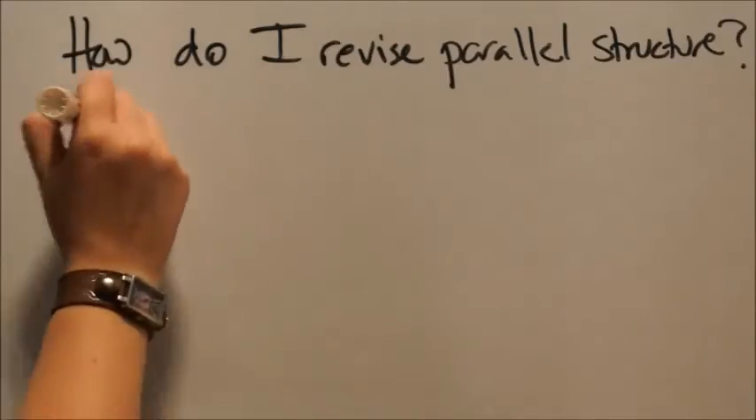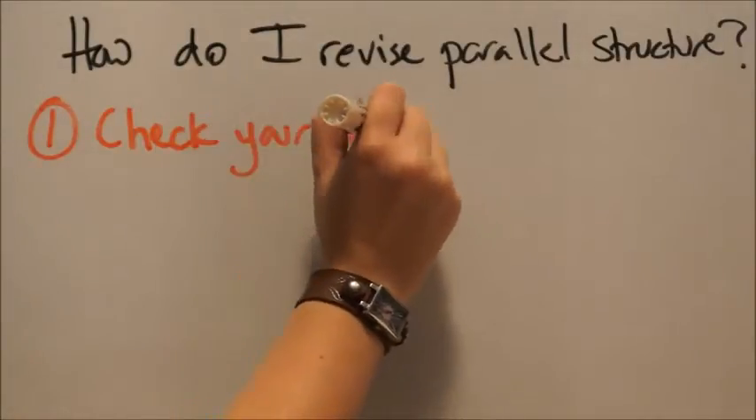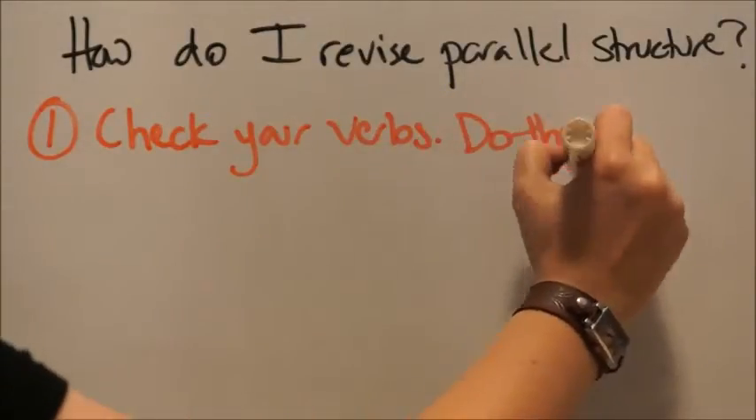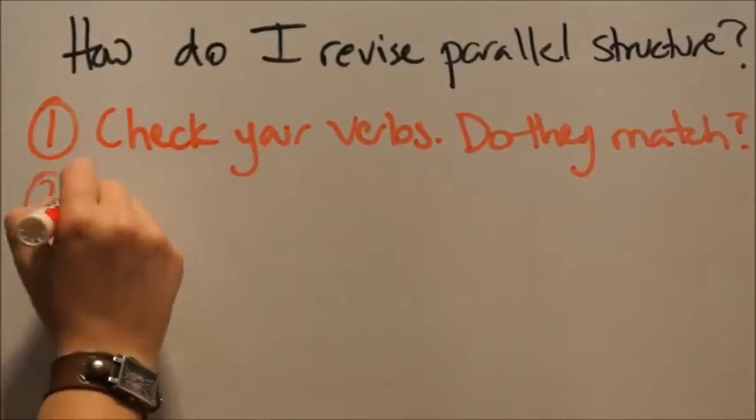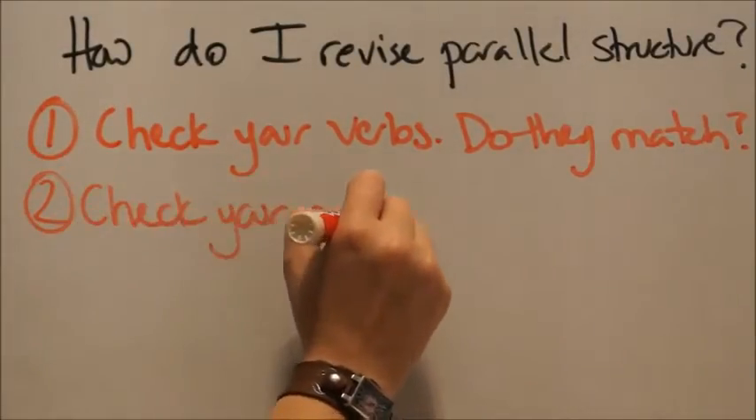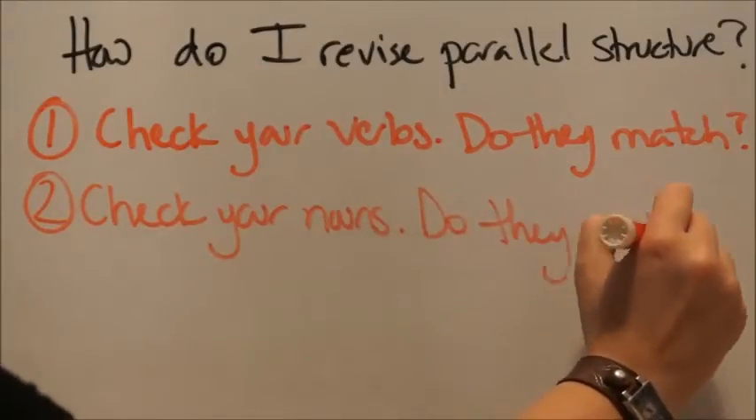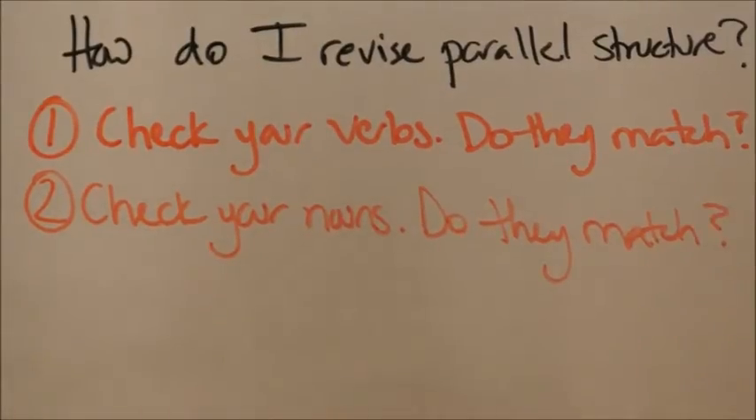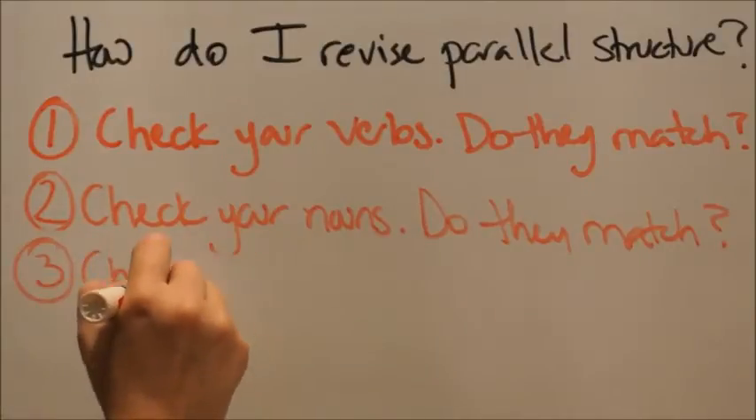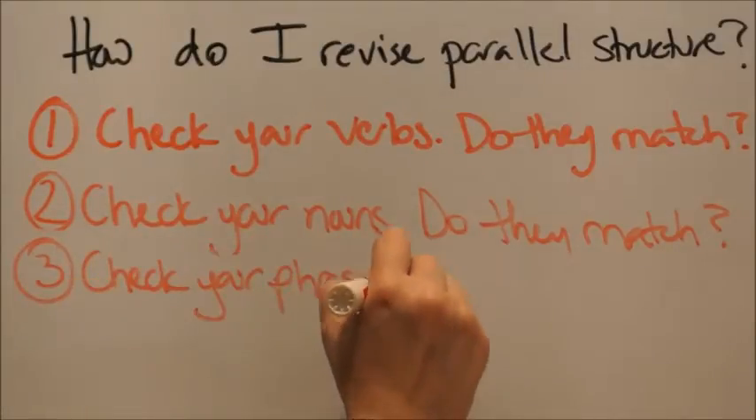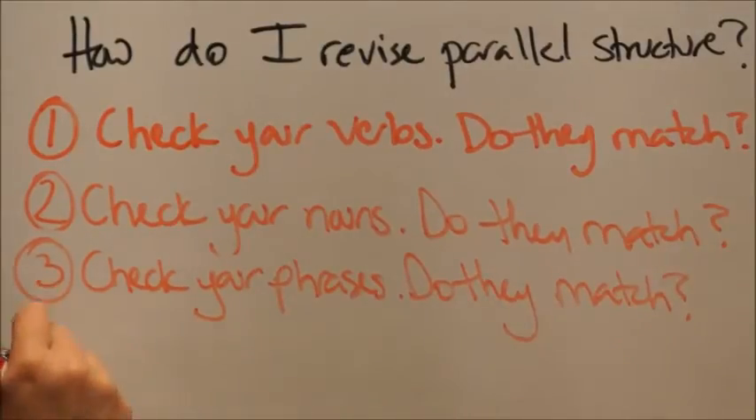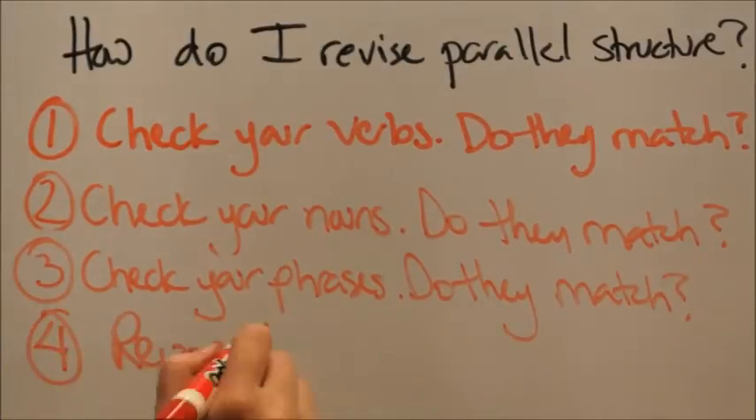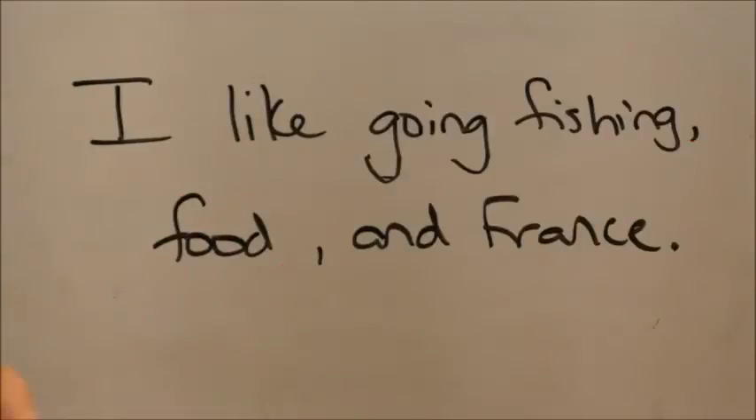Well, how do I revise parallel structure? You have a couple of options here. The first thing that you can do is check your verbs. Make sure that they are matching. If that works out for you, then go back again. Check your nouns and make sure that your nouns are matching. And then finally, you want to go back and check your phrases. Do they match? If all three of those things match, then you're probably okay as far as parallelism. And if not, then you want to reword.